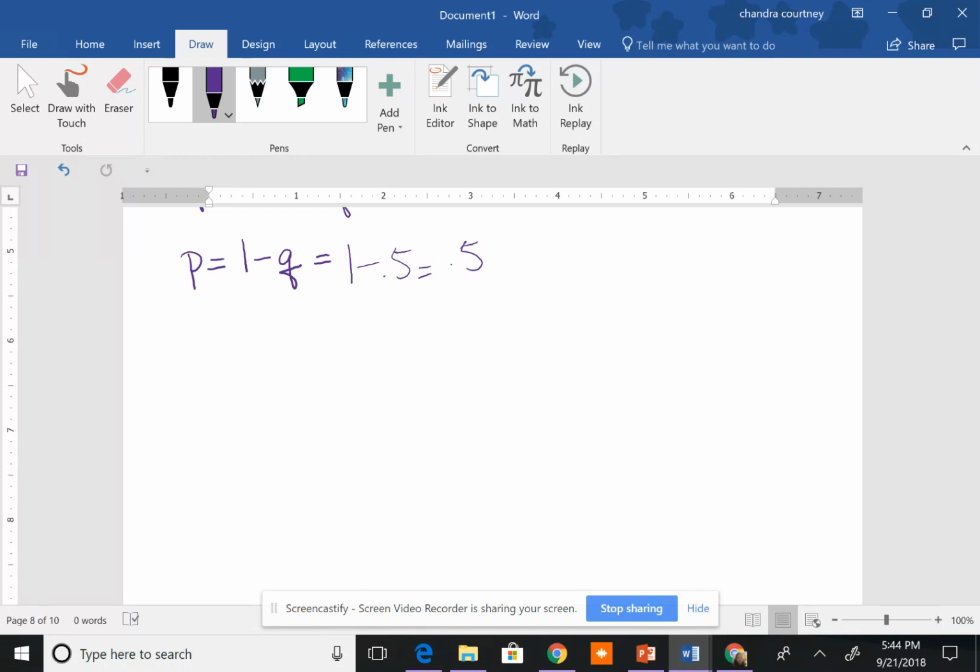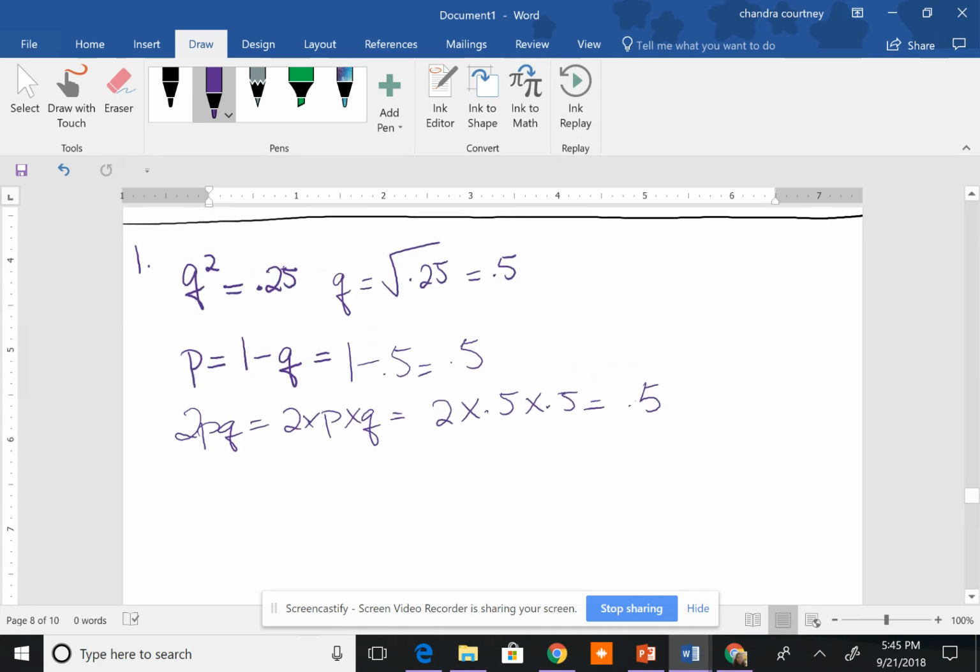From here, I can now find 2PQ. 2PQ is literally 2 times P times Q, which in this case is 2 times 0.5 times 0.5, which will give me 0.5. So I've just found all variables to my Hardy-Weinberg equation. I know Q squared. I know Q. I know P. And I know 2PQ.